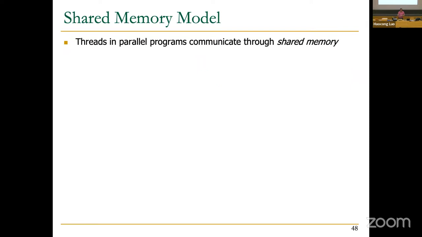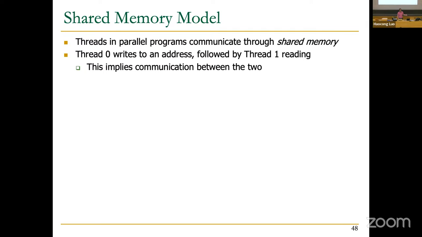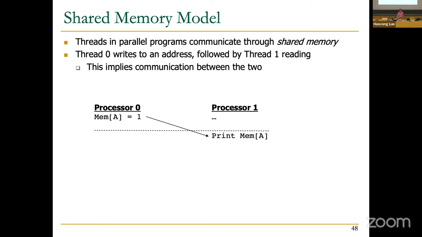So basically, we have the shared memory programming model, as we've discussed. Threads in parallel programs communicate through shared memory. Thread zero writes to an address, and thread one reads from that address. This implies some communication between the two. This is how you can communicate between threads, and also processes, right? Processes are actually larger entities which may contain many threads. So this is one example.